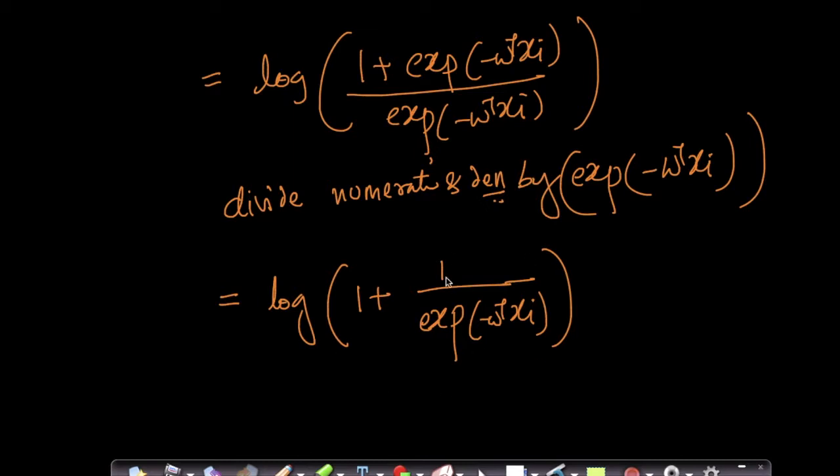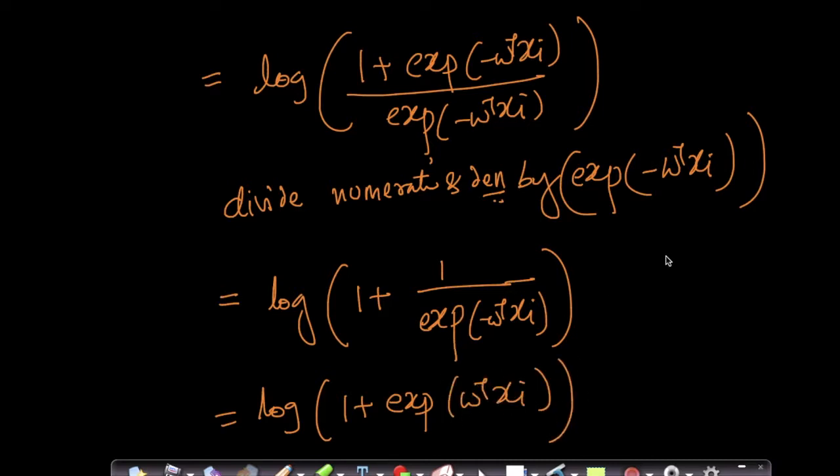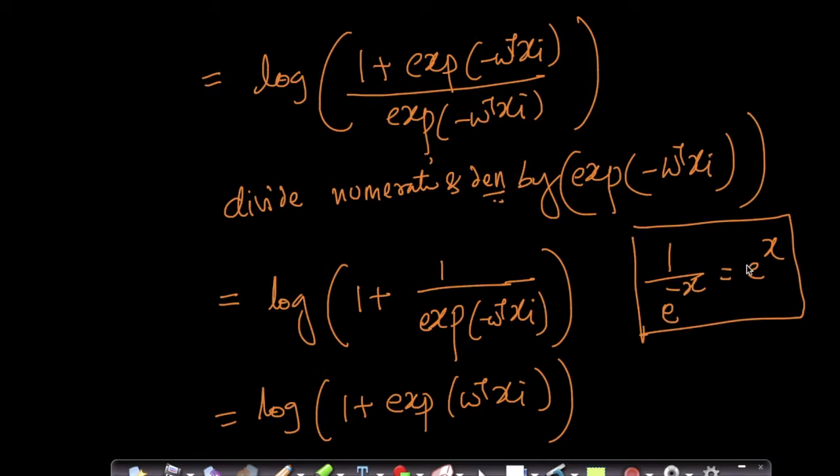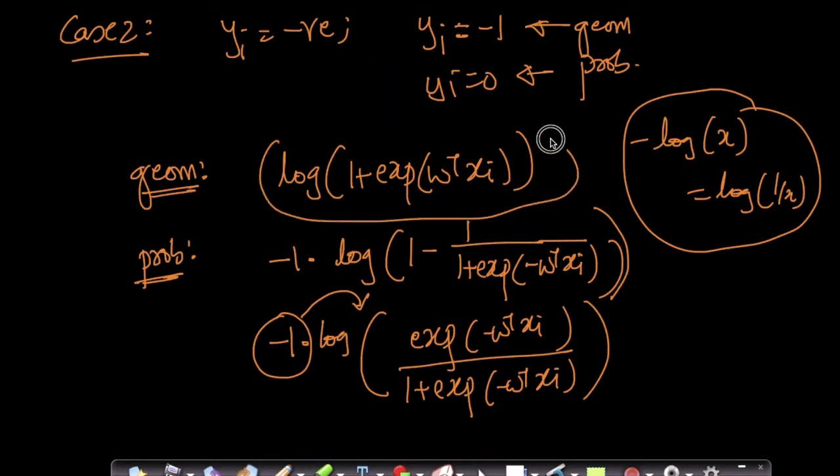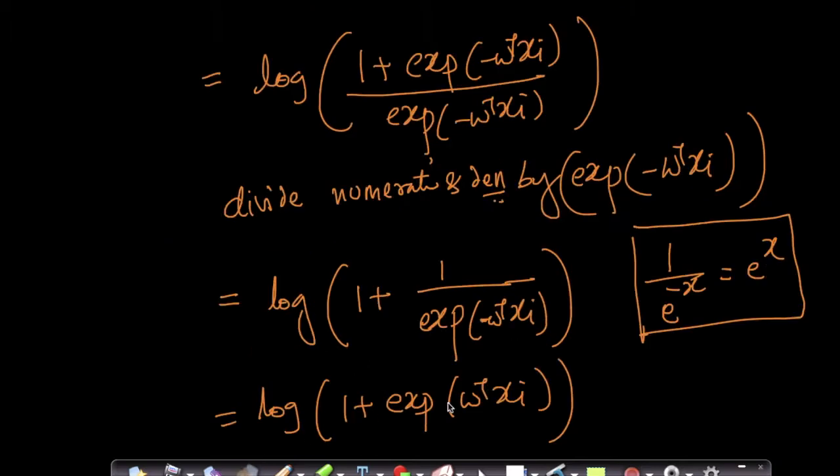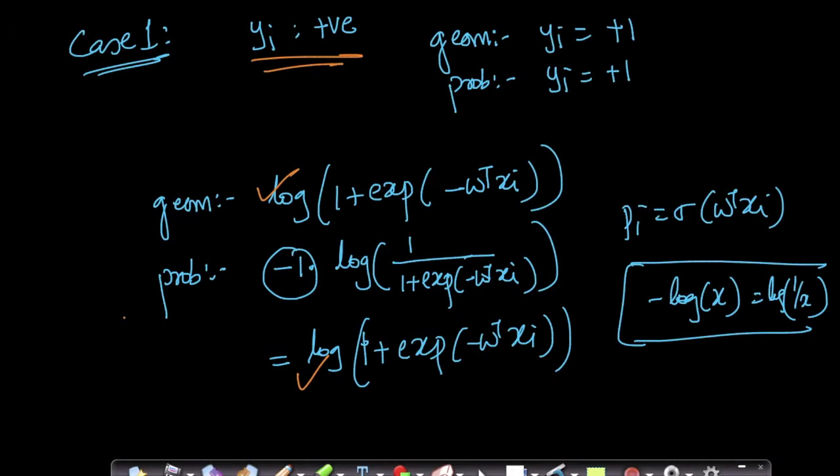Right? Now remember, this thing now can be inverted. Now this thing can be written as log of 1 plus exp of w transpose xi. Right? Because 1 by e power minus x is nothing but e power x. By using the simple expression, I got this term. So I inverted this. When I invert this, I take the minus and convert it into plus. And what is this? This is exactly the same as what I have in the geometric part. It's the same thing. This is my geometric part. This is my probabilistic part. Right? So it's very, very simple.